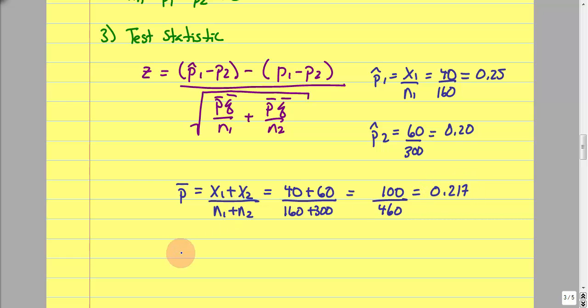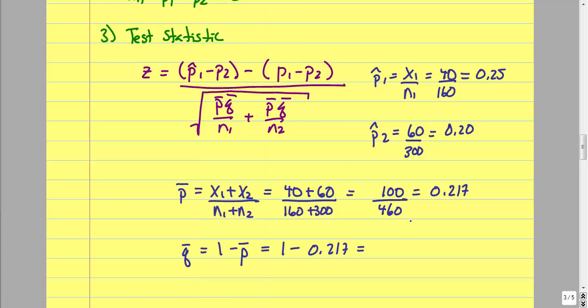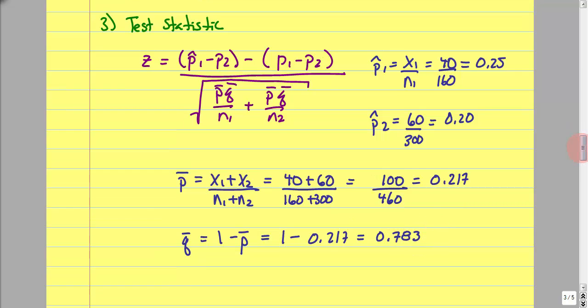Now Q bar is going to be the complement of that. It's 1 minus P bar. So in this case, 1 minus 0.217, and that's equal to 0.783. Now these are all the numbers that we're going to plug in here to calculate our test statistic.